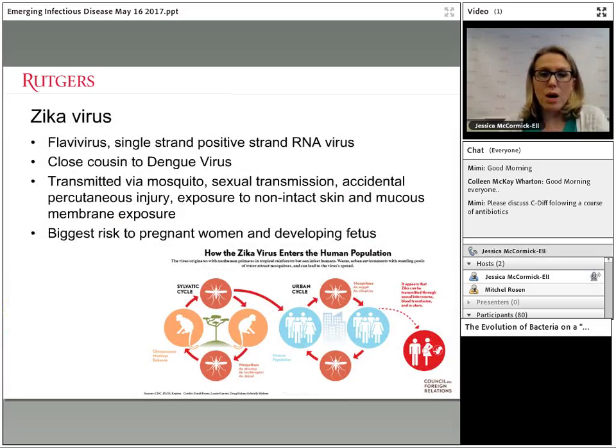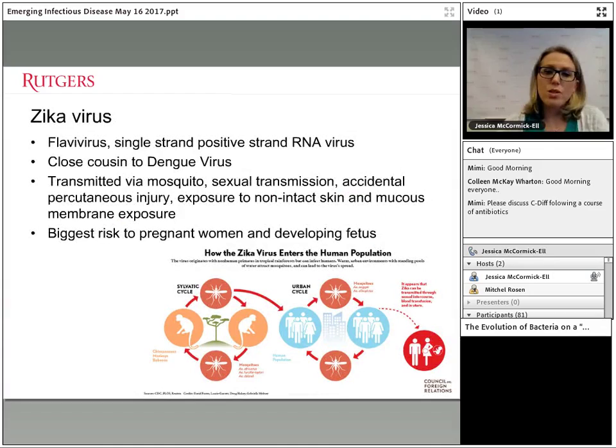So since Zika is very much in the news and there's a lot of concern around Zika, I wanted to mention it specifically. Zika virus is a flavivirus. It's a single-strand positive RNA virus. So what that means is that if it enters the cell, even as RNA, it can make infectious virus particles.